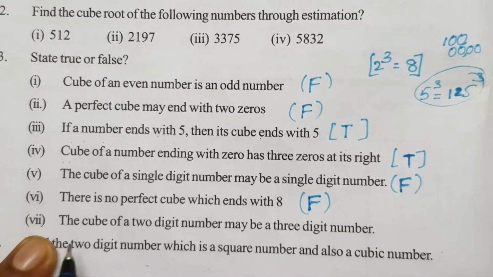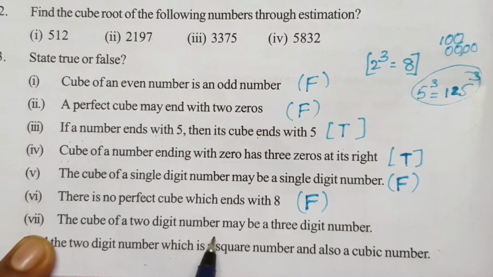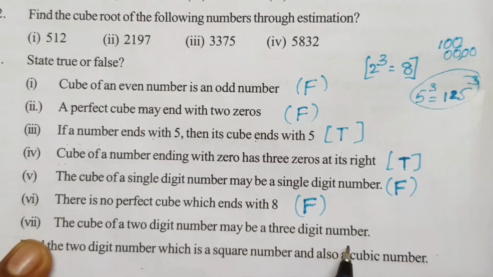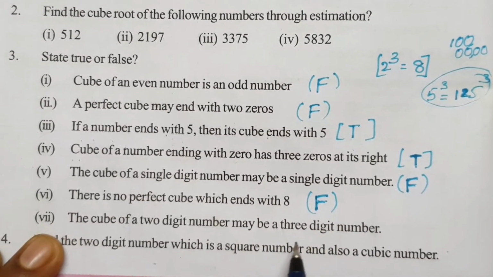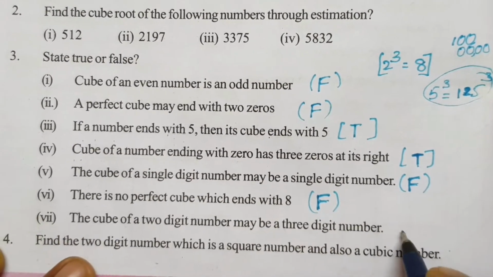Next, seventh one: the cube of a 2-digit number may be a 3-digit number. We cannot say. 4-digit numbers also will come. So it is false.